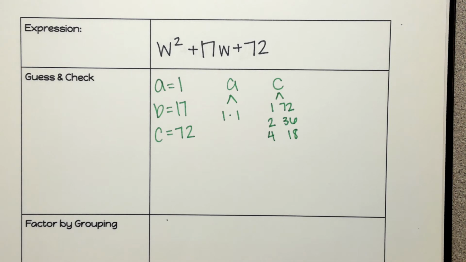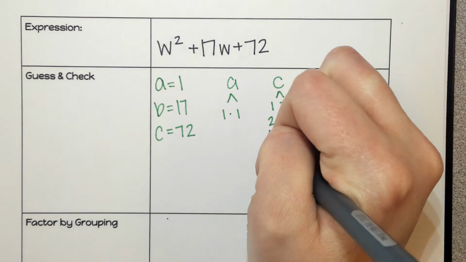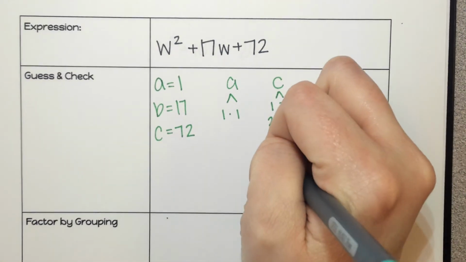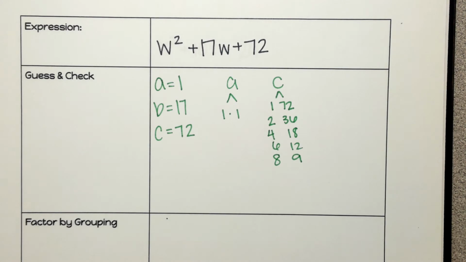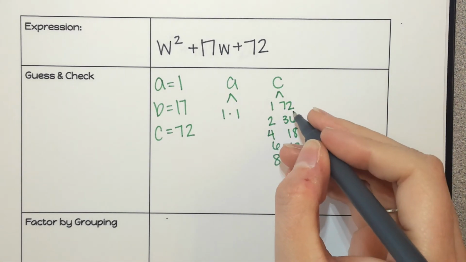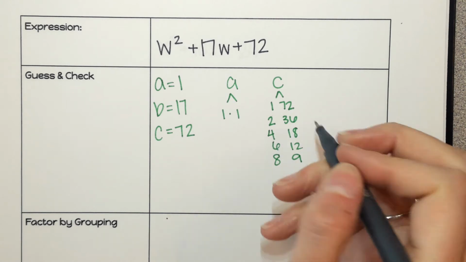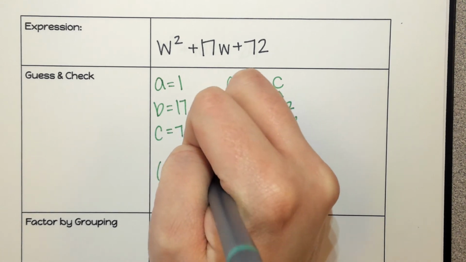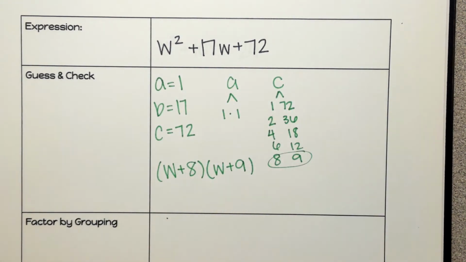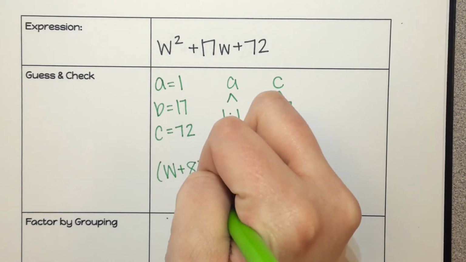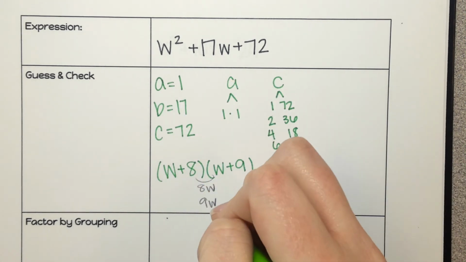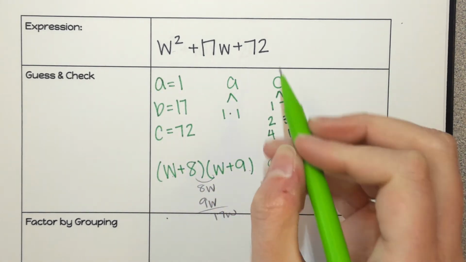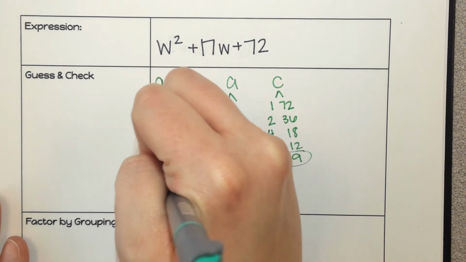Let's see, 5 won't work. 72 divided by 6 is 12. So 6 and 12, that's also close. 7 won't work, but 8, it's 8 and 9. All right. And so look at any of these pairs. Can any of these pairs give us a 17? 8 and 9. So we'll make our binomials, w plus 8 and w plus 9, and then we can check our answer. 8w and 9w does give me 17w. And we know w times w is w squared. 8 times 9 is 72. So this is my final answer.